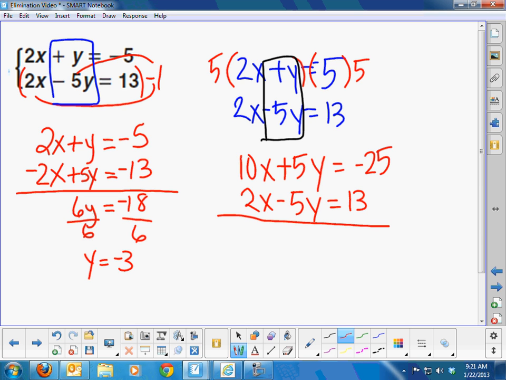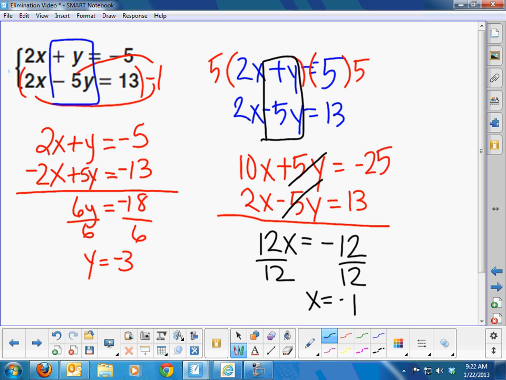So now I've created for myself my opposites, my positive 5y and my negative 5y. Those two things get eliminated. That gives me 0, 5y minus 5y. Now when I add these two equations together, I get 12x is equal to negative 12. Then I am going to divide each side, and I get x equals -1.